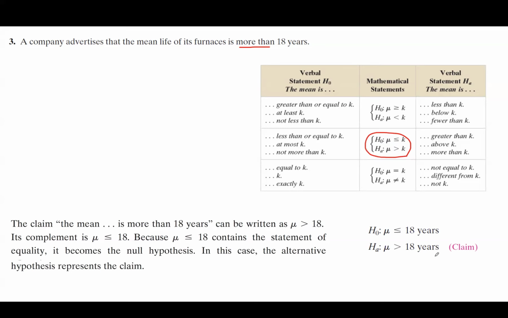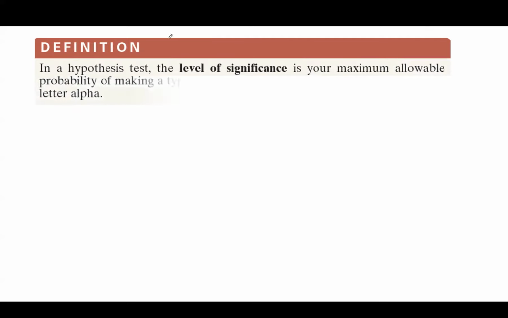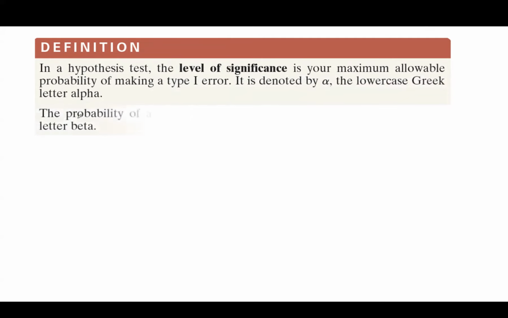So now that we learned how to write the null and alternative hypothesis, we want to test our hypothesis. Let's go over some important terminologies. In a hypothesis test, the level of significance is your maximum allowable probability of making a type 1 error. It is denoted by alpha. The probability of a type 2 error is denoted by beta.